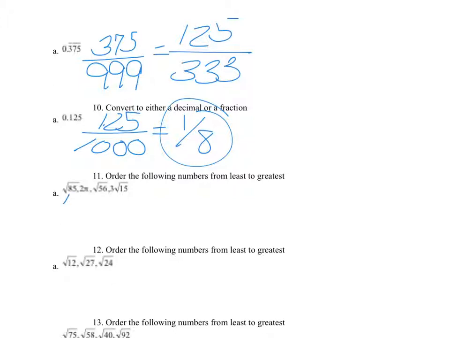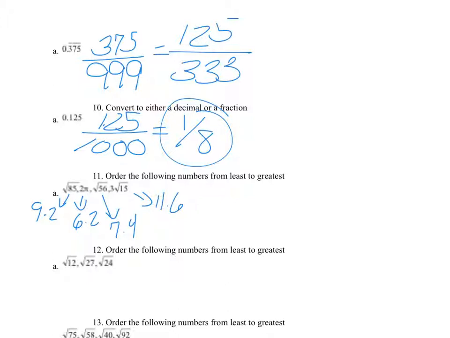So the square root of 85 gives me 9.2. 2 pi gives me 6.2. Square root of 56 gives me 7.4. And 3 root 15 gives me 11.6. I didn't need to go the whole decimal length. When you plug these into your calculator and evaluate them, you're going to get pretty long decimals. You only need enough so that you're actually able to compare them.